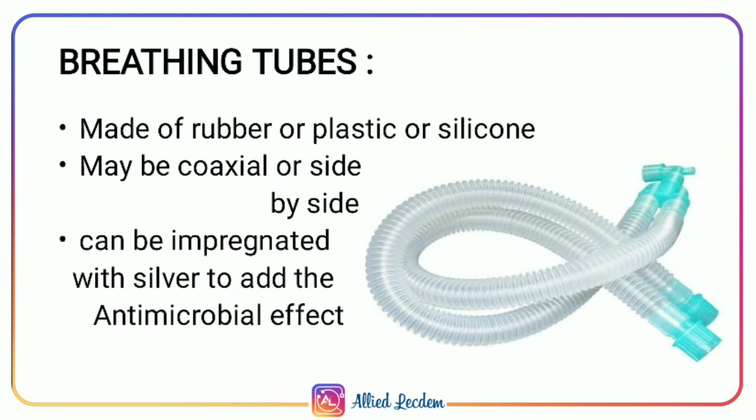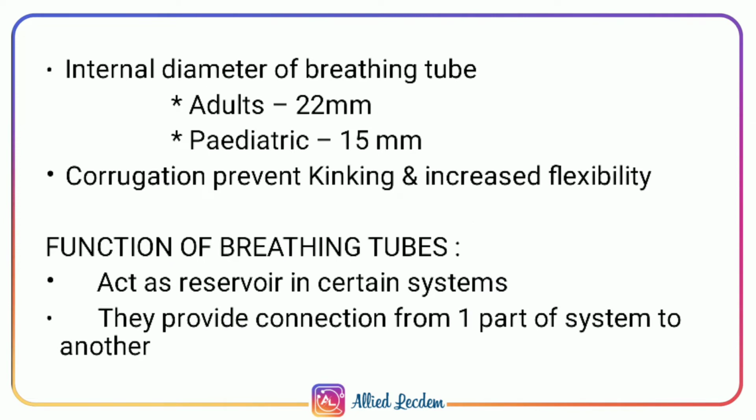Breathing tubes. It is two tubes combined as a single part. One end will be the patient end and the other two ends will be connected to the machine. It is made up of rubber or plastic or silicone. For adults, the internal diameter would be 22 mm. For pediatrics, it is 15 mm.